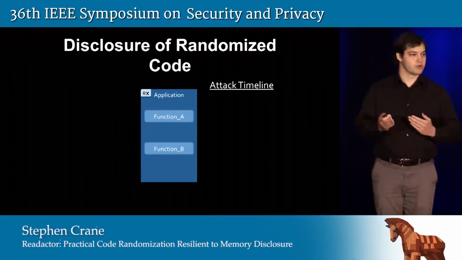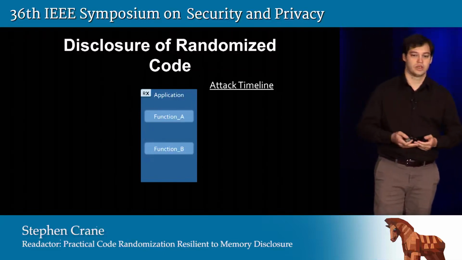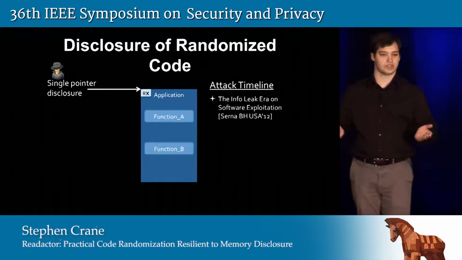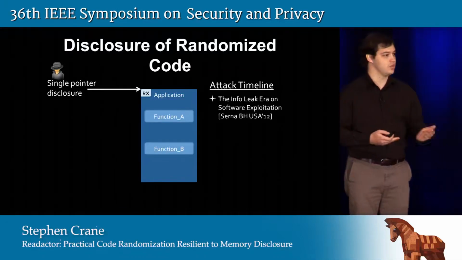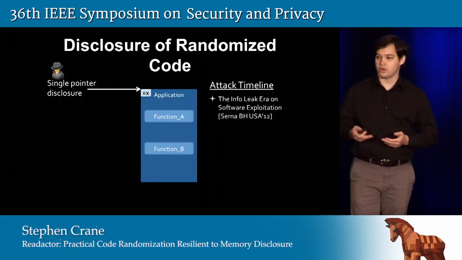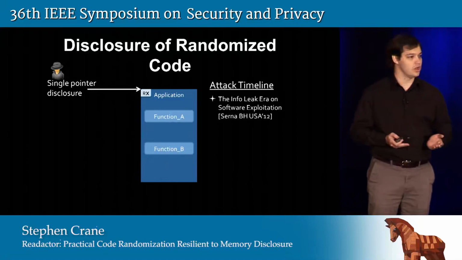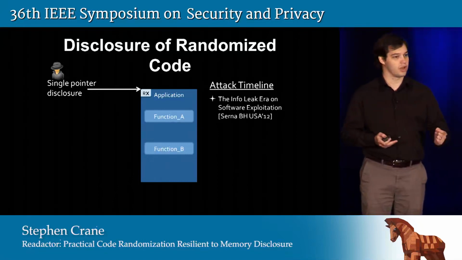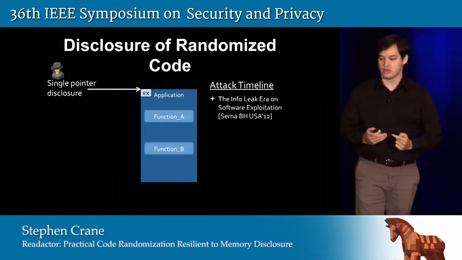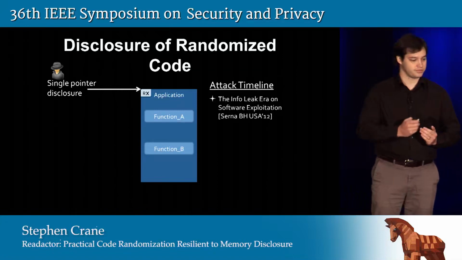So let's give a brief history of how memory disclosure attacks and code reuse attacks have evolved. First of all, to bypass ASLR, attackers started disclosing a single code pointer. Since ASLR only randomizes the base address of the program, the attacker needs to disclose a single code pointer into the program, and then can relocate the return-oriented programming attack to adjust for this randomized base offset.